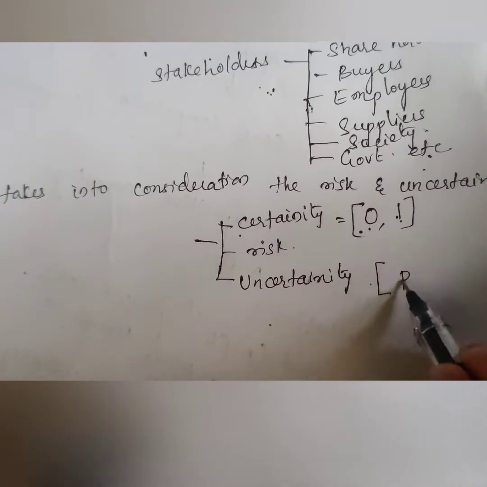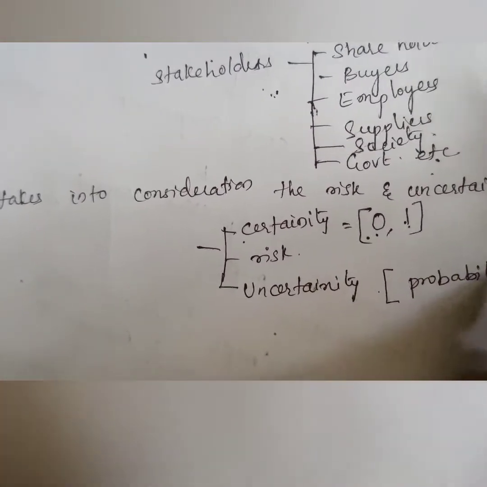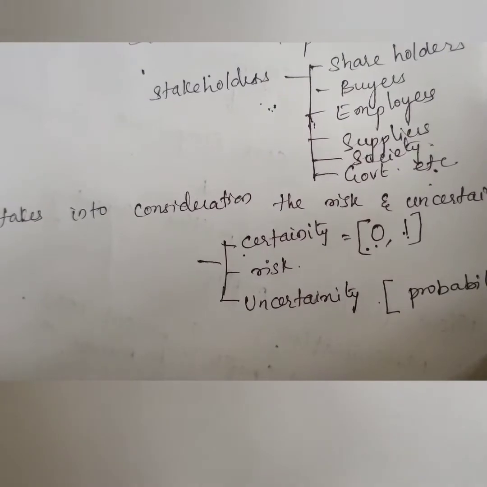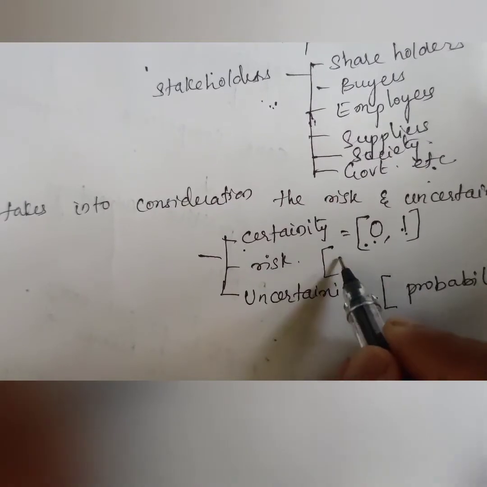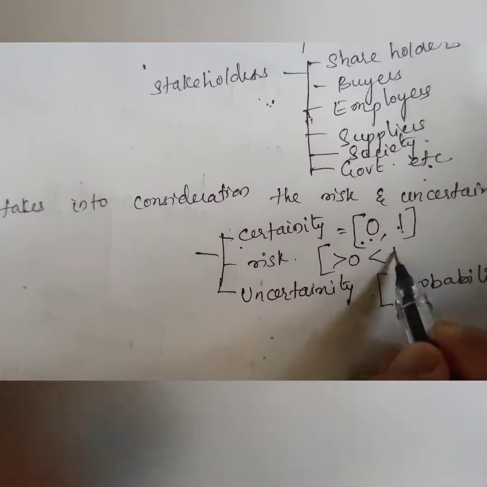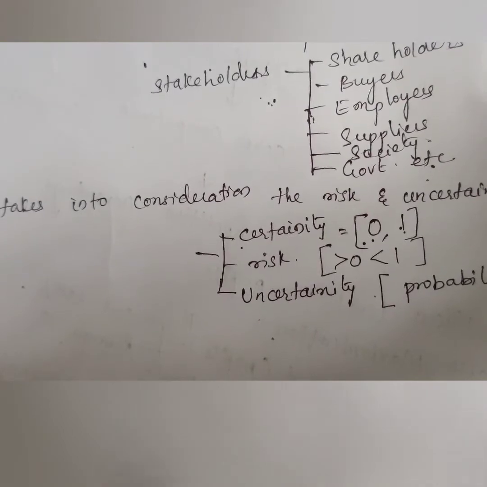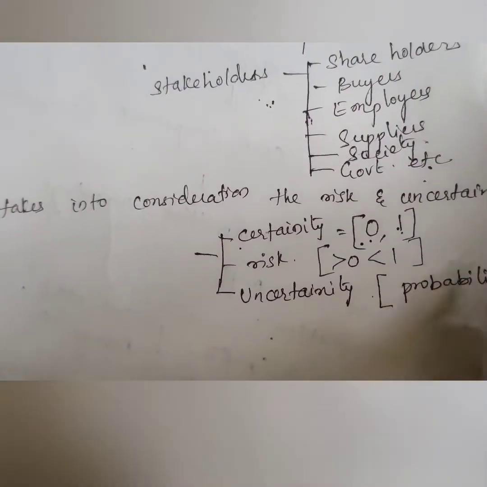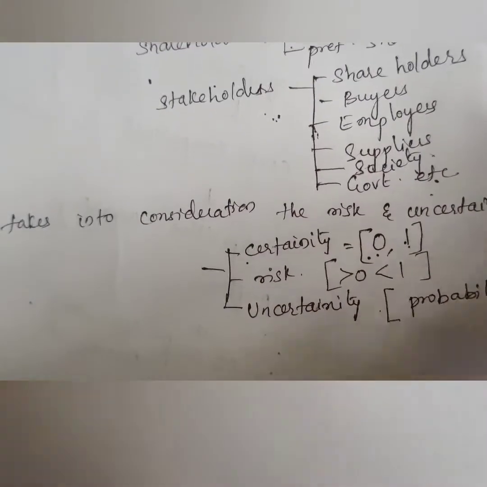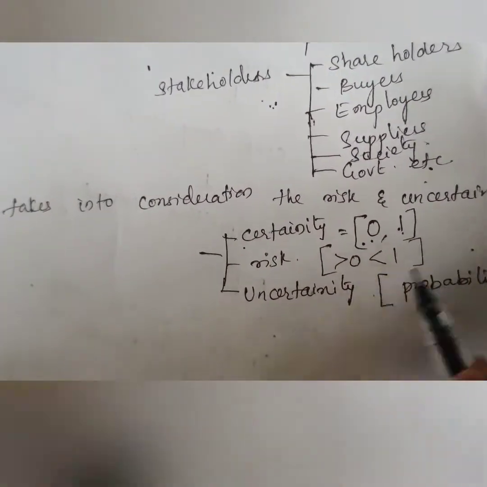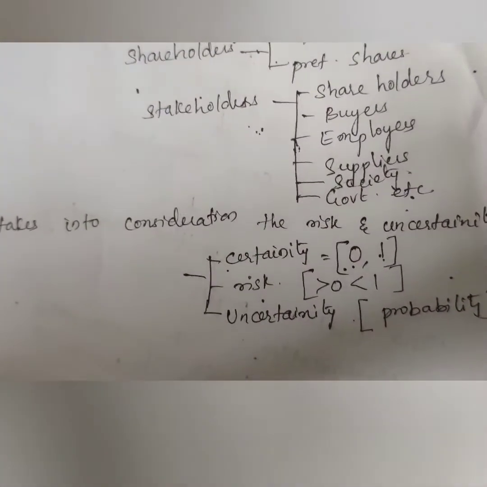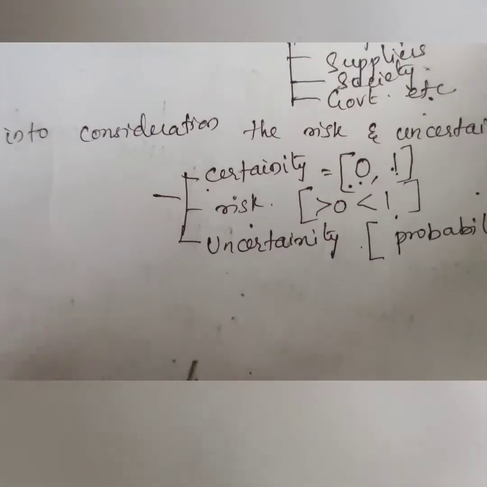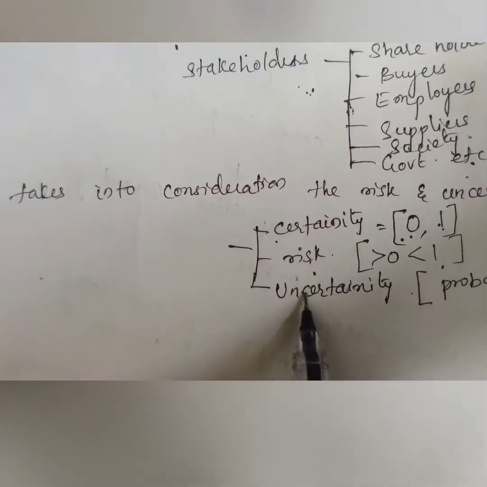Uncertainty means where we cannot assign the probability. We don't know. That condition is called uncertainty. Risk means the probability is greater than 0 and less than 1, means from 1 to 99.999%. If you are able to assign it, then that is considered risk. So wealth maximization is taking into consideration the risk and uncertainty factors.